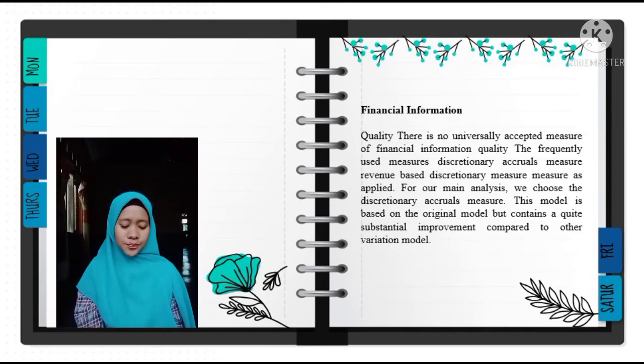Financial information quality. There is no universally accepted measure of financial information quality. The frequently used measure is discretionary accruals. For our main analysis, we choose the discretionary accruals measure. This model is based on the original model but contains a quite substantial improvement compared to other variation models.